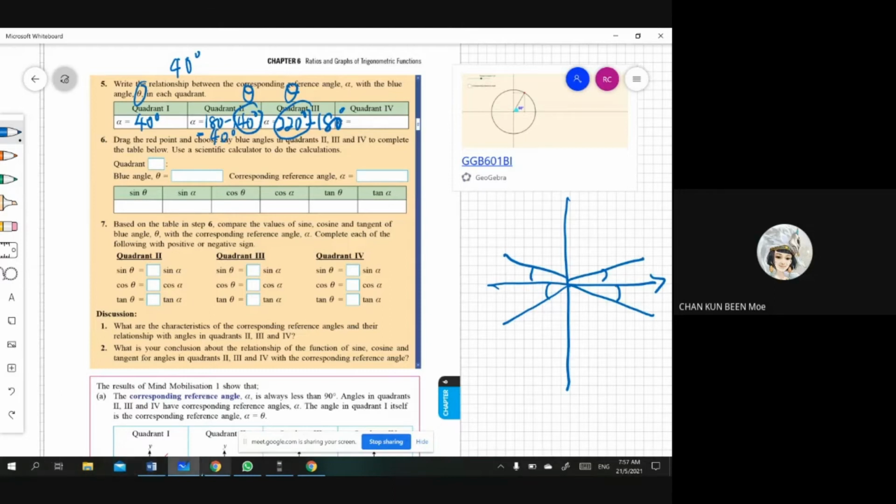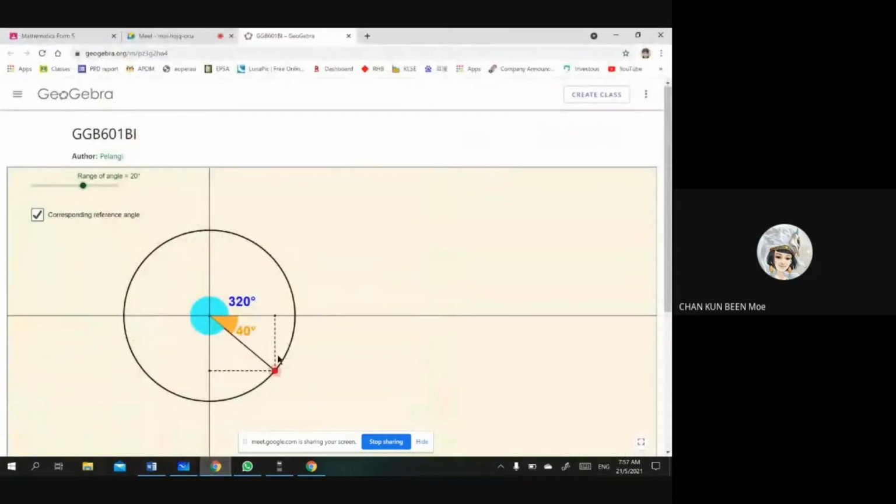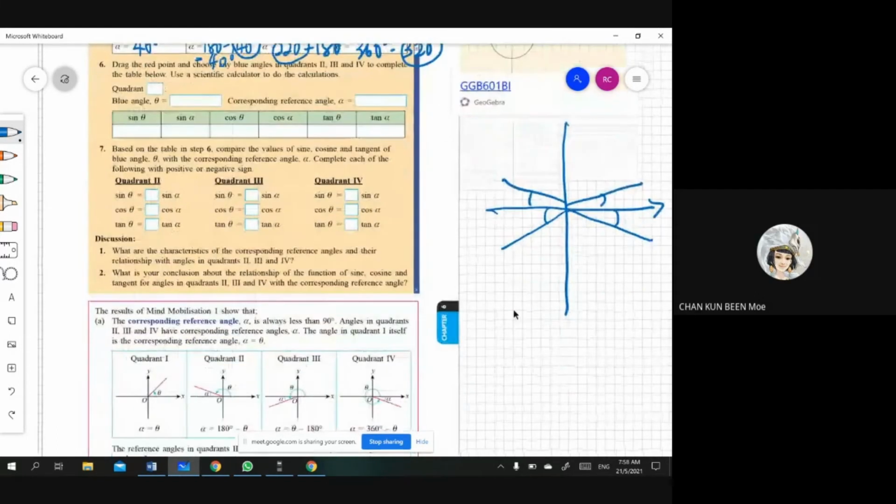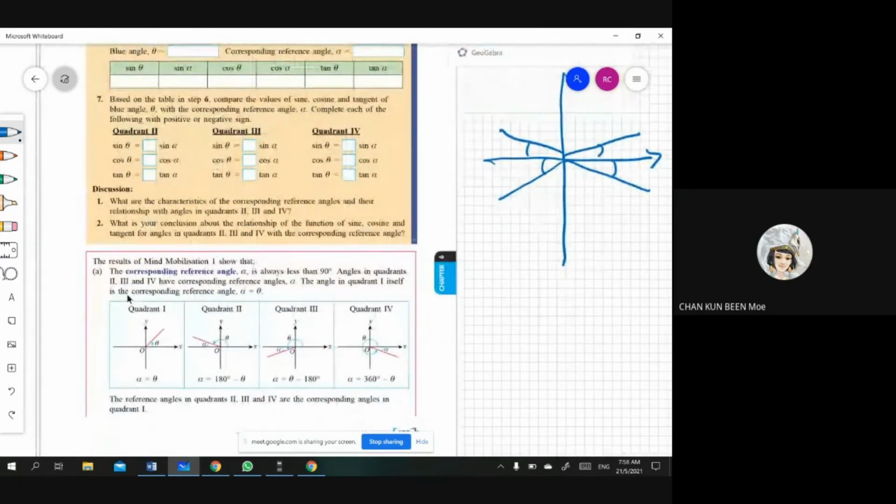And for the last quadrant, okay, if I move it and make it 40 degrees also, so you can see it's 320 degrees. How do I get the reference angle? I'm going to use 360 minus 320. So I write down here 360 minus 320. Again, this is the theta. Okay, so you don't have to worry. I'll let you know later on. Okay, I'll let you see right now. It's easier.